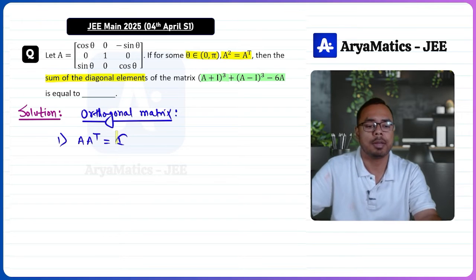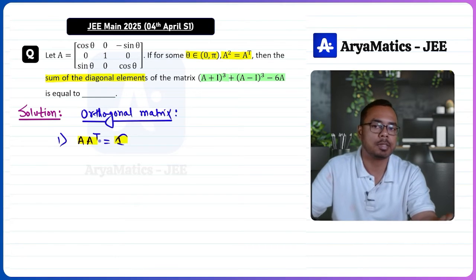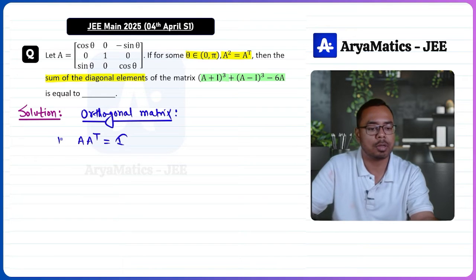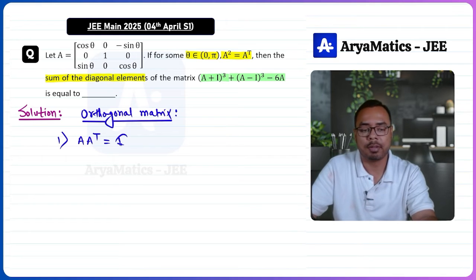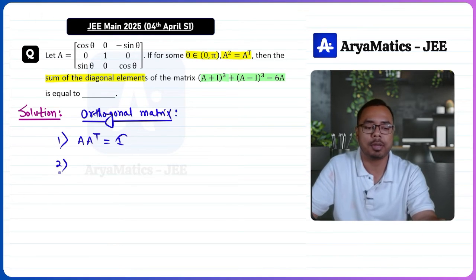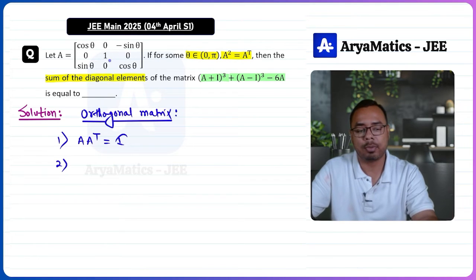This is the definition, that A into A transpose, if that is I, then the matrix is orthogonal. But the problem with this definition is that only after calculating A into A transpose can you identify whether the matrix is orthogonal or not. That means first we need to find A into A transpose, and if that is identity matrix, then only we can claim that it is an orthogonal matrix. However, if you are familiar with properties of orthogonal matrix, then simply by observation you can tell whether a matrix is orthogonal or not. So there are two important properties.